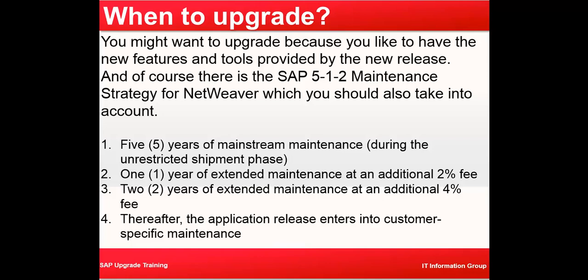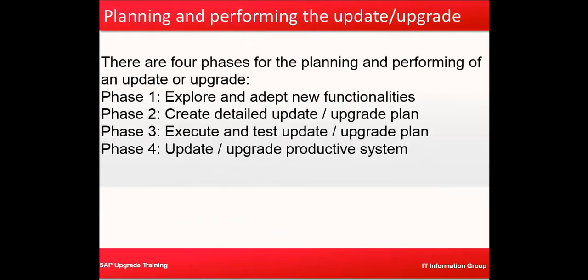So it is 5 years regular maintenance. After that 1 year of extended maintenance at an additional fee of 2%, and after that 2 years of extended maintenance at an additional fee of 4%. Thereafter the application release enters into customer-specific maintenance, based on the customer's requirements. Say for example, they keep running and SAP will provide custom support for that particular application, but they may not be releasing any updates or patches for this customer-specific maintenance.